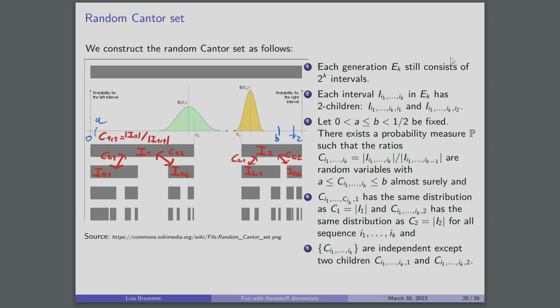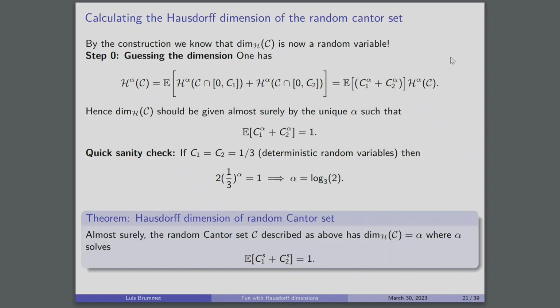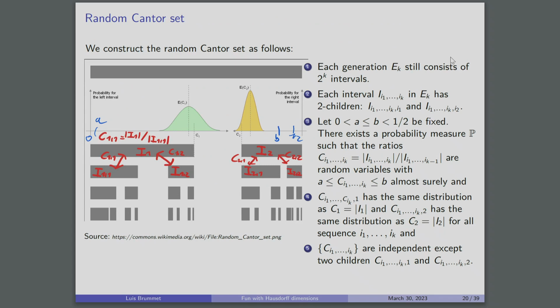And there are also other constructions of random Cantor sets. So first, let's try to guess the dimension with some heuristic calculation. Again, you take the alpha Hausdorff measure, then you just take some expectation, you do the same trick, you pull out the C1 and C2. What was the C1 and C2 again? The C1 and the C2 are always the same given length ratios going to your left child or to your right child.